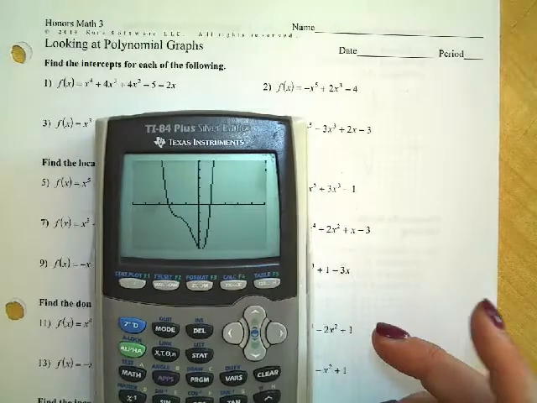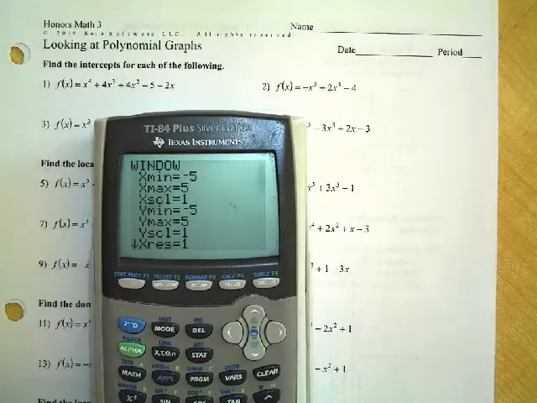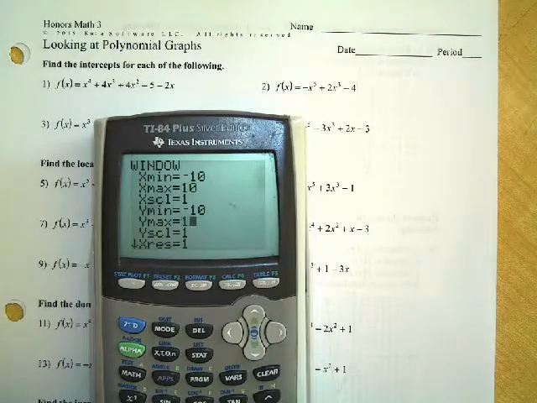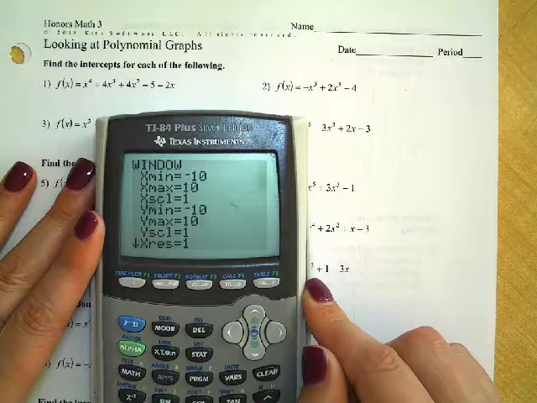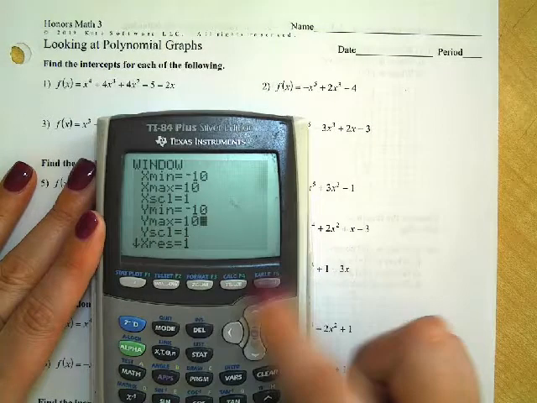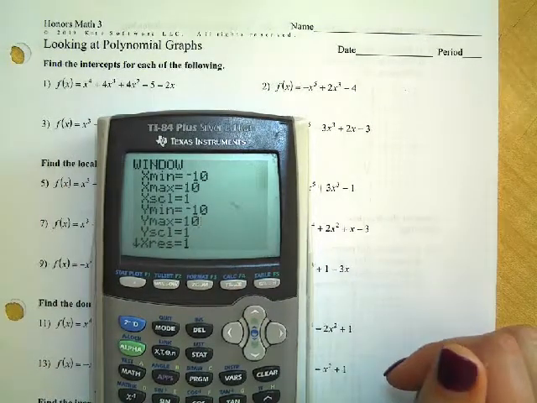You can leave it zoomed in if you want, or you can zoom back out. I'm going to go ahead and change it back to -10, 10 again. Or what was it? Zoom 9? Zoom 6. If you hit zoom 6, that brings it back to a normal window.